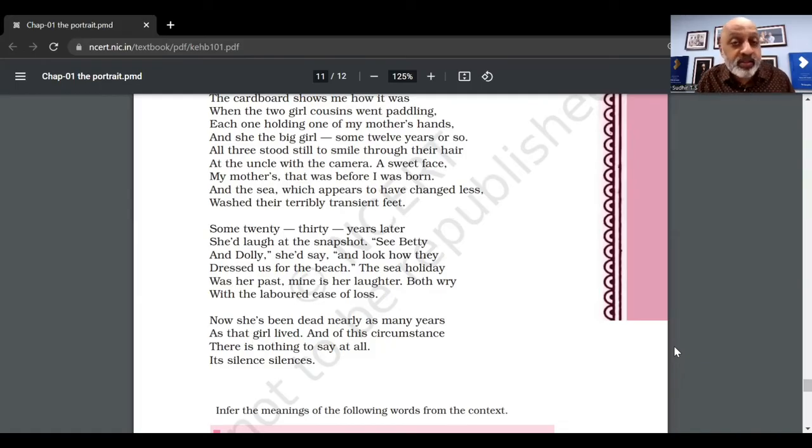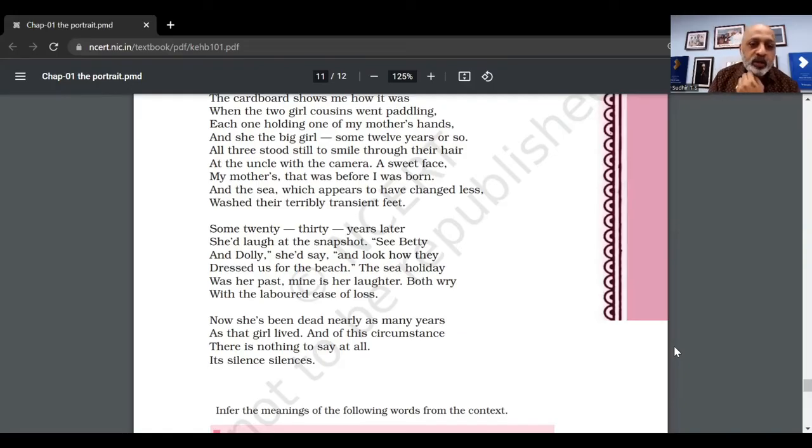So the names of the two cousins are now revealed. One is Betty, one is Dolly, right? And then of course is the poet's mother, and she would laugh at how they were dressed. You see old photographs and say, look at how I'm looking, look at the kind of shirt I'm wearing, look at the kind of frock I'm wearing. You generally feel very amused at what it was at that moment in life, right?